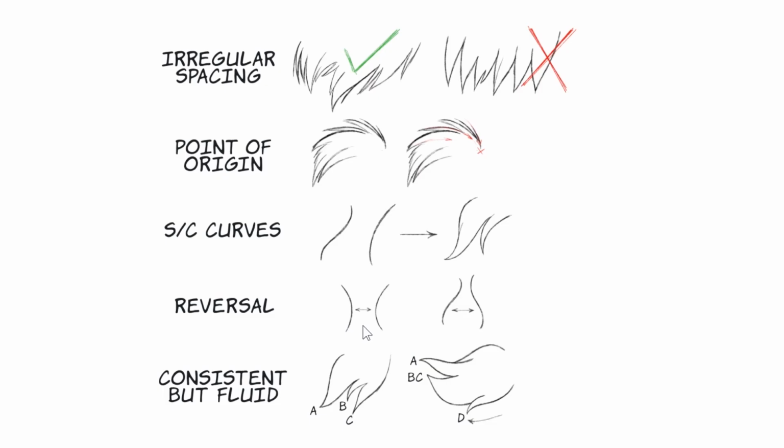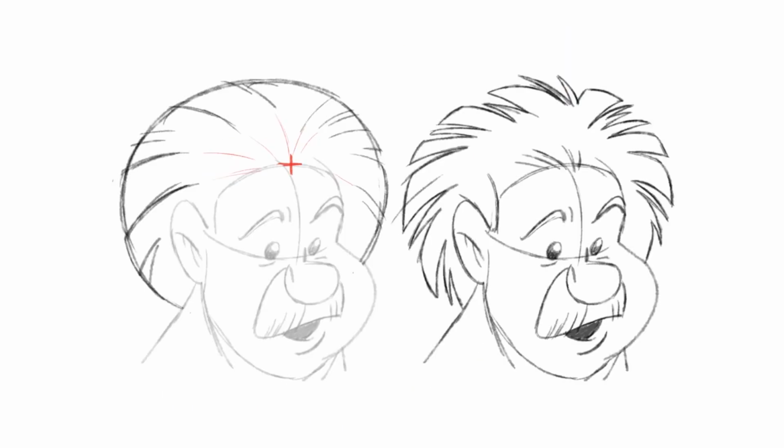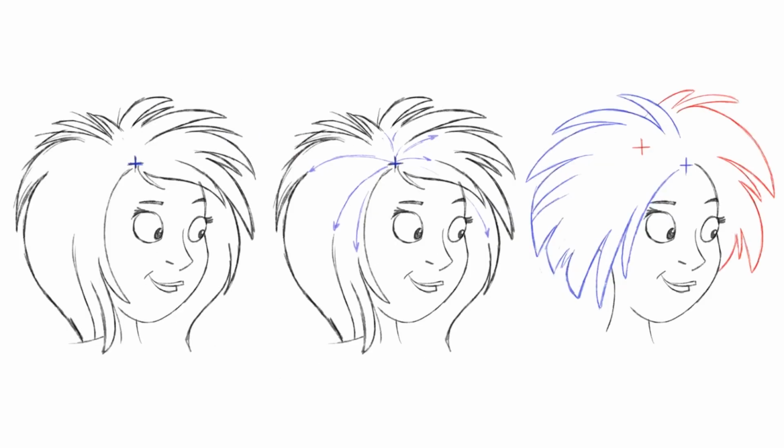We reverse, going from a C to a reverse C, or an S to a reverse S, or from C to S to C reversed, and so on. And consistent but fluid, so we don't just have it flapping all over the place for no rhyme or reason. Great example with this Einstein drawing of point of origin right up where his widow's peak would be. Because of this design, we can radiate everything from that, and that gives me control when I draw them at different angles. Same thing with different hairstyles.